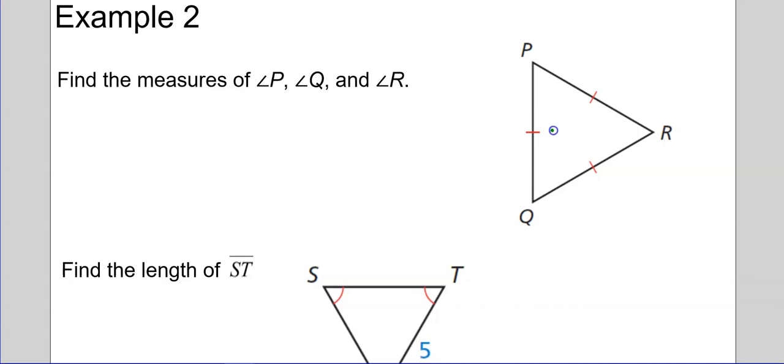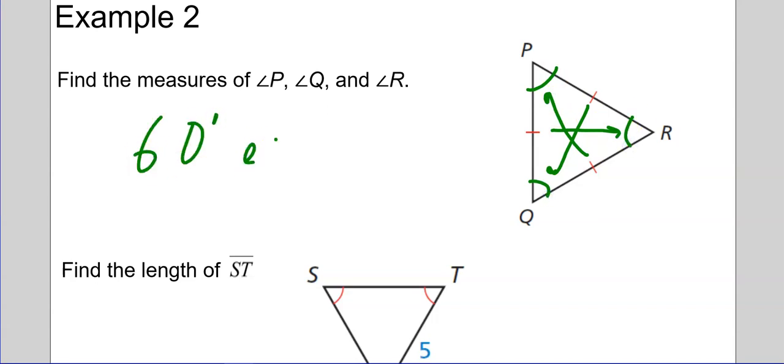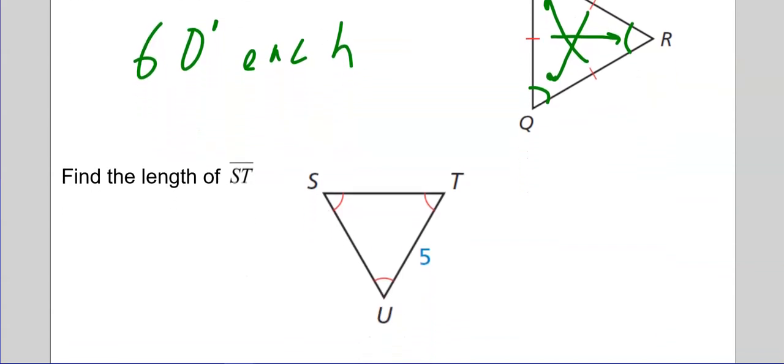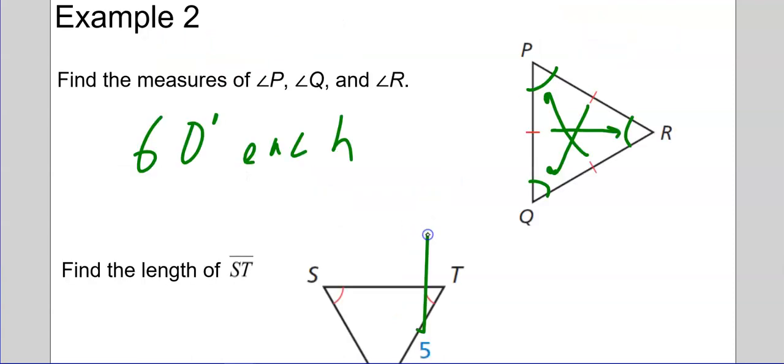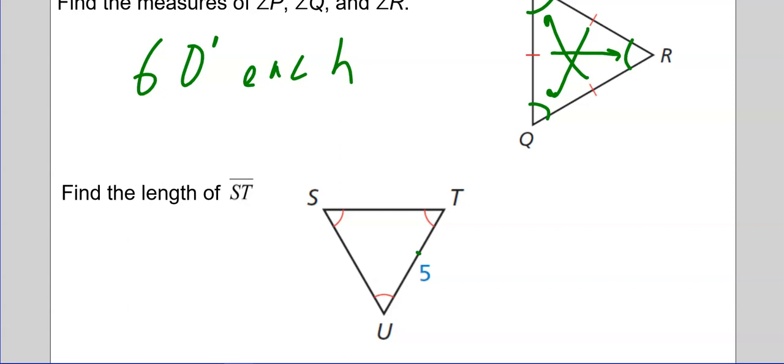Since these sides are all equal, that means it's equiangular. These are all equal also, so that means 60 degrees each. Pretty simple stuff. And then over here, since we know all the angles are equal, that means it's also equilateral. So that means each side measures 5. No big deal. Pretty simple stuff.